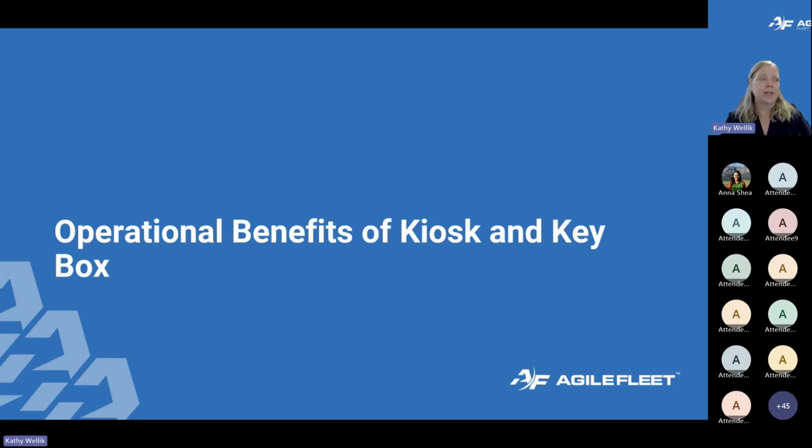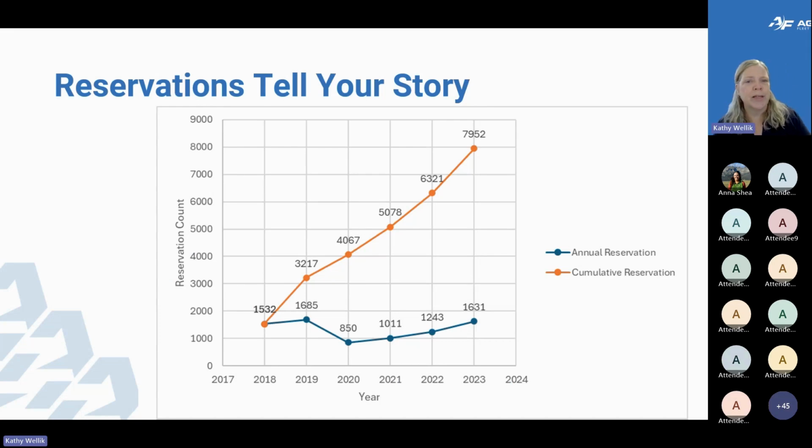Okay, we have like 2 minutes left, so I'm going to run through this really quick, but I want to give you some operational benefits of the kiosk and key box. This is just a story of what the kiosk and key box can do for you. In this example, from 2018 to 2023, the first year they had 1,532 reservations, this fleet. The next year, 1,685, 850 because we went down for COVID. This is a cumulative reservation count, so this year plus this year equals this year. That's all this graph is telling you. I want you to have that idea in mind as I show you the next screen.